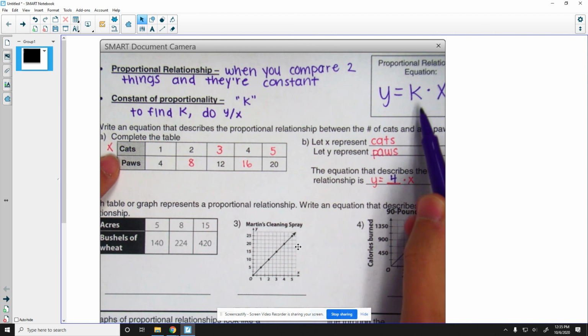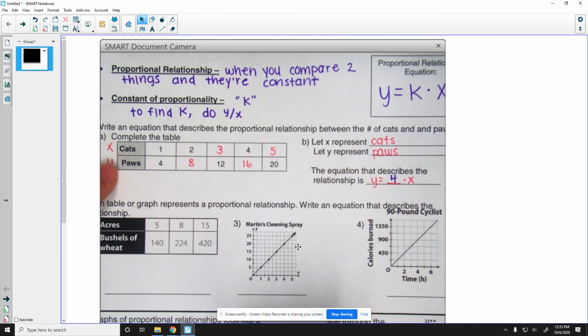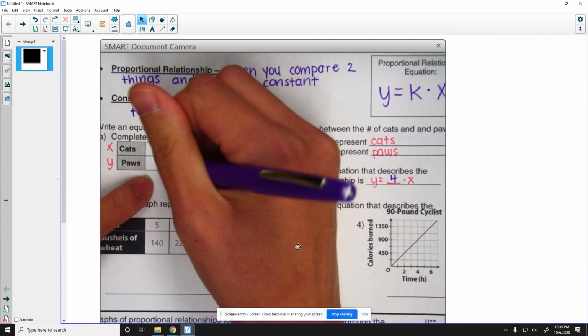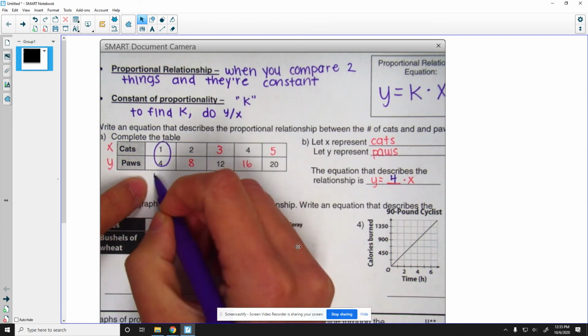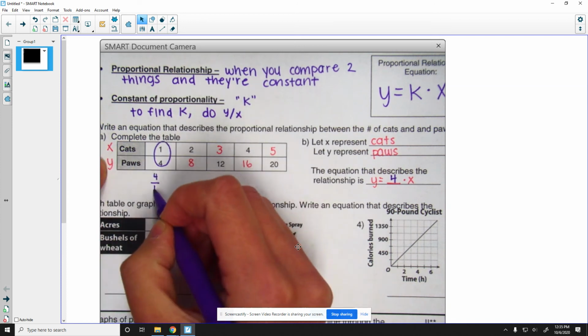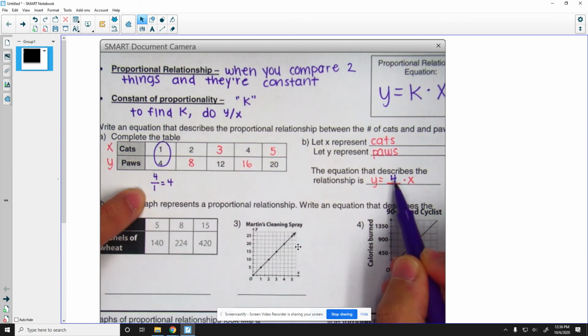Remember to find the k, because this is k right here. It says to find k, do y divided by x. So I'm just going to take this point. I have a y, which is 4, and I have an x, which is 1. 4 divided by 1 is 4. That's how I got this 4 right here.